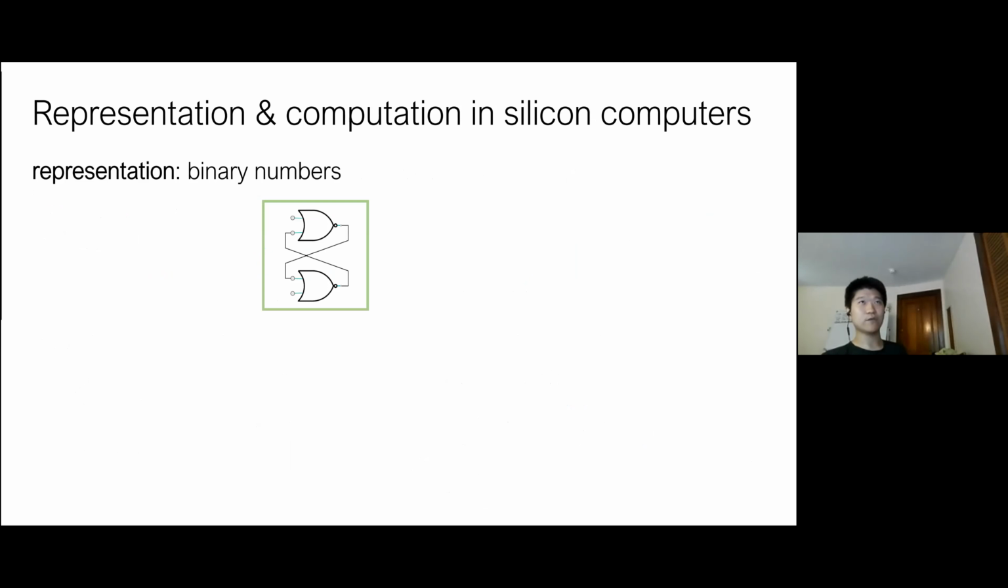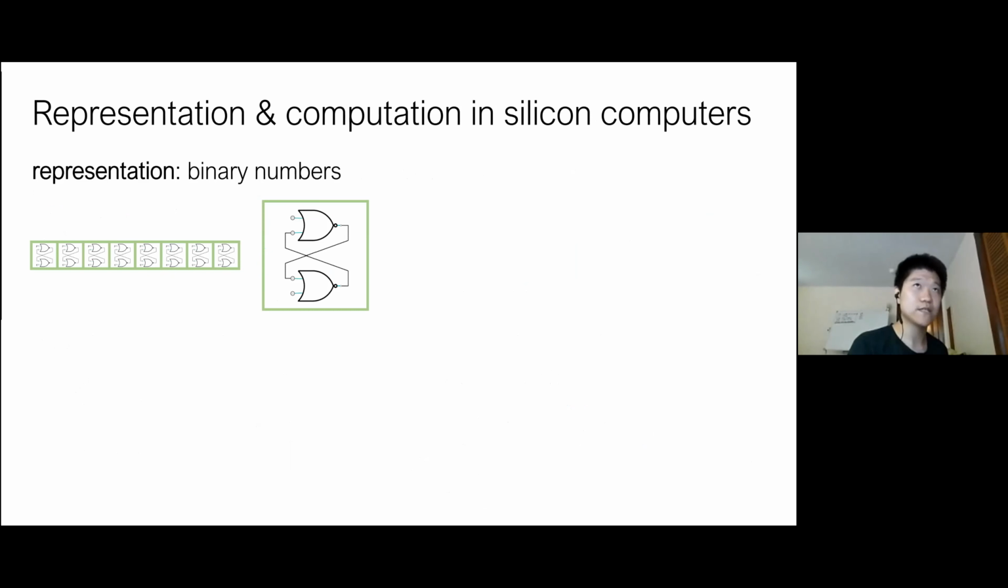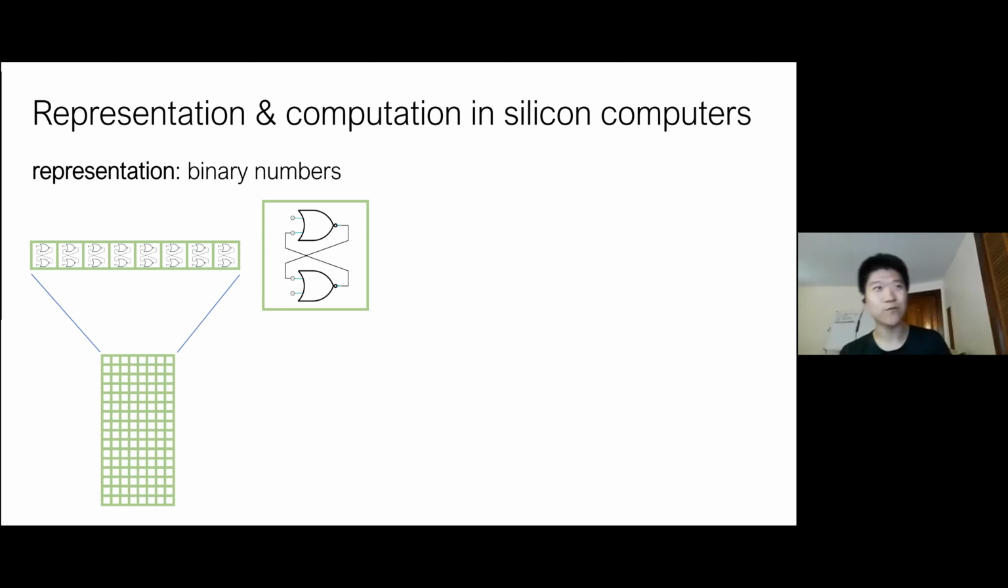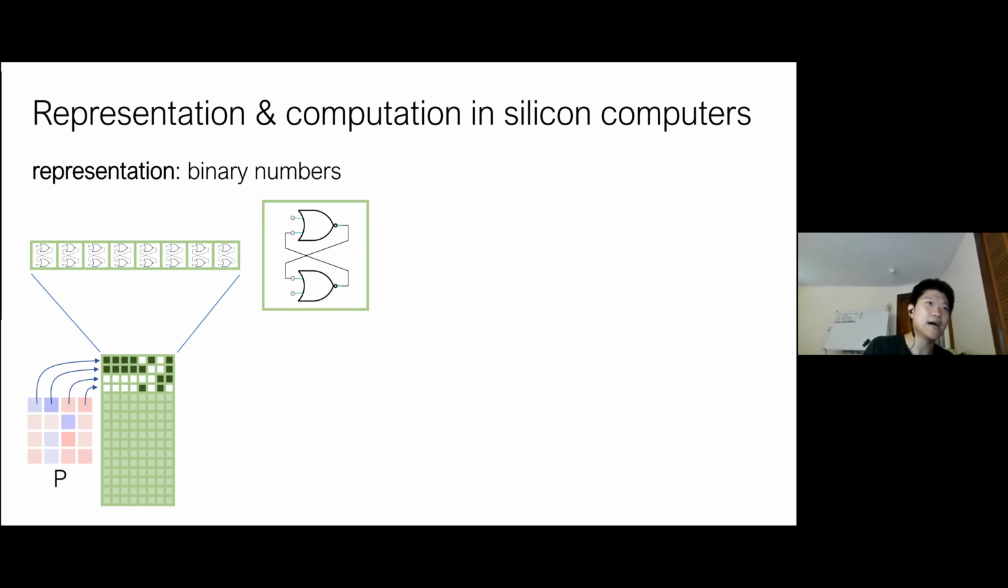The way that computation and representation is done at a very, very high level in silicon computers is through binary numbers, right? So you typically have some electronic circuit implemented through transistors that represents a 1 or a 0. You get a bunch of these in a row, and then you put a bunch of them into a column, into some giant matrix. And we can store elements of, say, a matrix into the rows of this memory block using just binary representations, right?